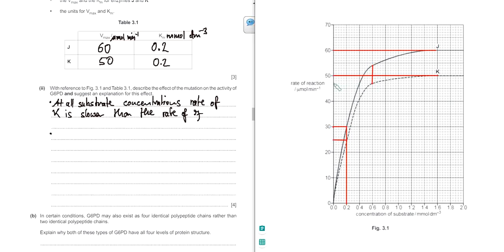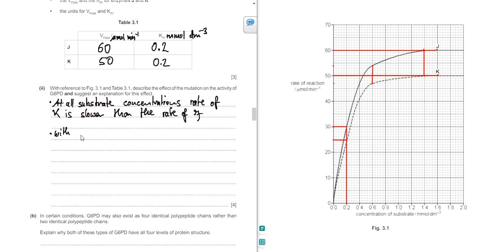Now, what's that? 46, and yeah, it's getting bigger and easier up here. We can see that at a substrate concentration of 1.6 or 1.4 already, we have a difference of 10 micromole per minute.